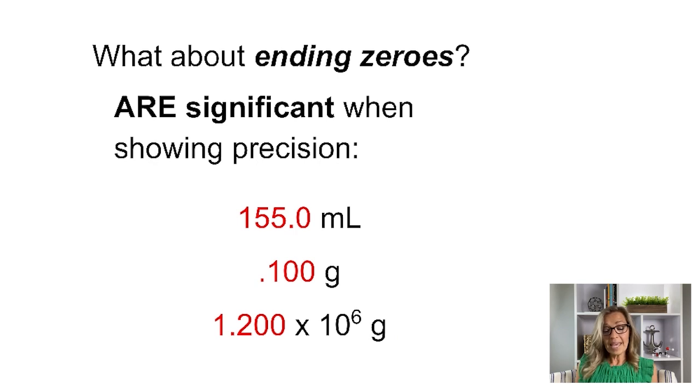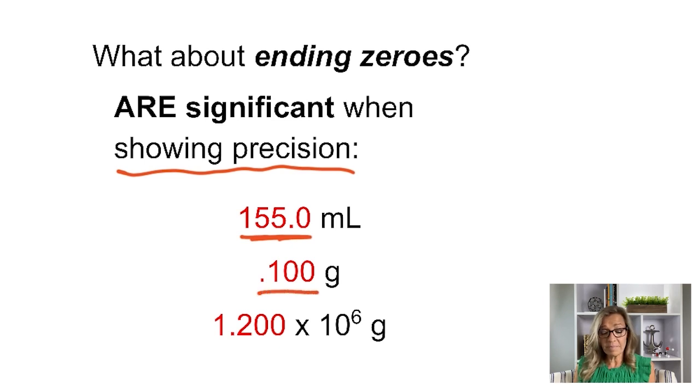Now, ending zeros that are significant, there are reasons to put them there, such as when I measured that Post-it note at the beginning of the video. So look at this number. The 1, the 5, and the 5, of course, are significant. Now, what about that 0 after the decimal? Is it a placeholder? No, somebody put it there for a reason, and that is to show precision. So they measured in a graduated cylinder 155 exactly, so they estimate one more place, 0.0 milliliters. So there are 4 sig figs there.